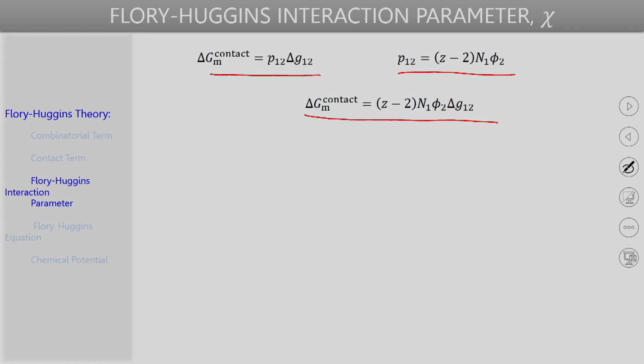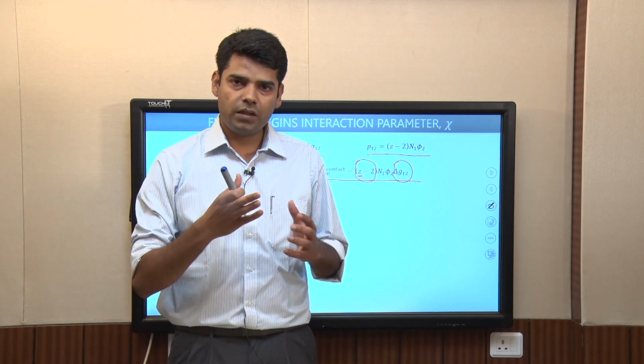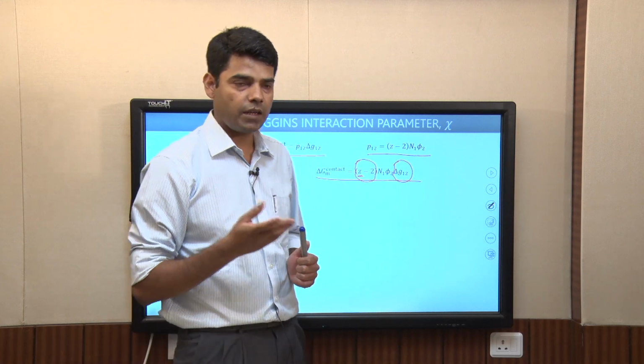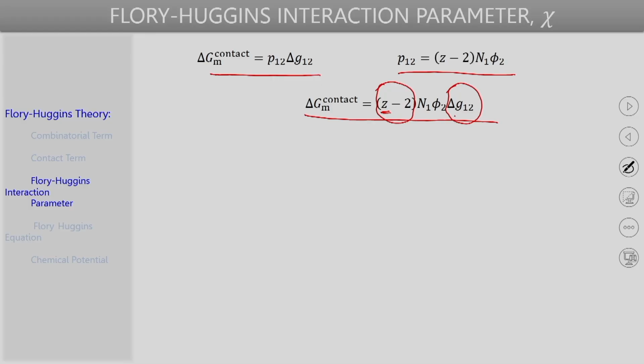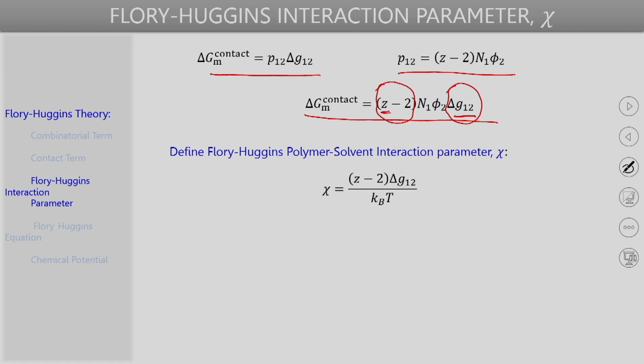So, what is done next in this theory concerns the details of the lattice which are contained here. This z is the lattice coordination number, so that contains details of the lattice that is being used. That term as well as this delta G12, which is the Gibbs energy change associated with the formation of a solvent segment contact, are basically combined into a single parameter, and that parameter is called the chi parameter or the Flory-Huggins polymer solvent interaction parameter. This parameter is defined in this manner: z minus 2 times delta G12 divided by kBT.